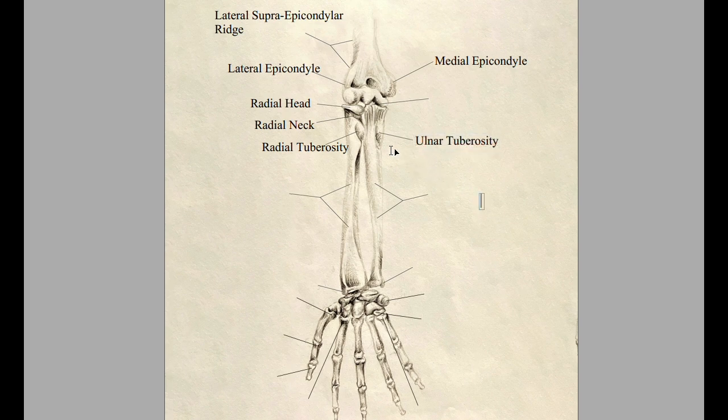Likewise, on the other side, we're going to have an ulnar tuberosity, okay, which is this rough patch of bone right here on the ulna. And remember that the ulnar tuberosity serves as the attachment site for the brachialis. So radial tuberosity for the biceps brachii, ulnar tuberosity for brachialis.